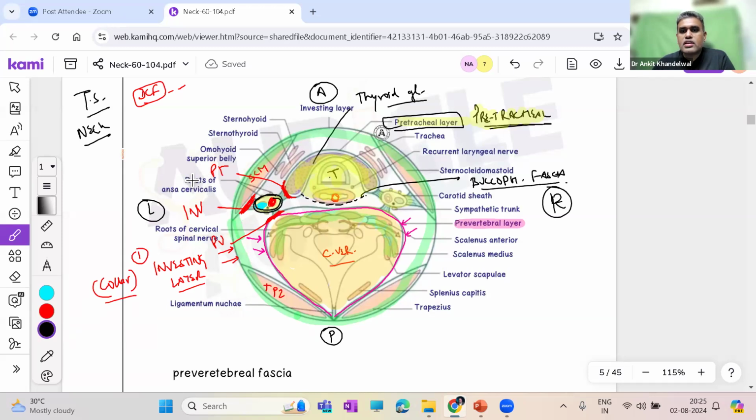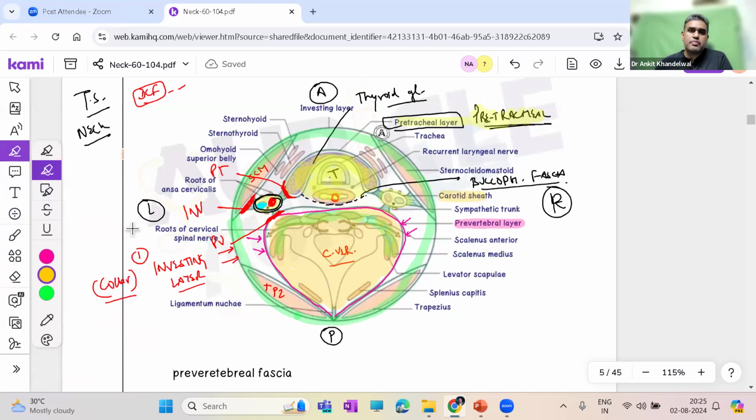What is this? This is the carotid sheath, right? Let me highlight the carotid sheath name for you guys. This over here is the carotid sheath. That is the 4th layer. So the carotid sheath is actually not separate, but it is formed from these adjacent deep cervical fascia layers: investing, pretracheal, and prevertebral. They contribute to the formation of the carotid sheath. Point clear? So we have covered 4 fascias.